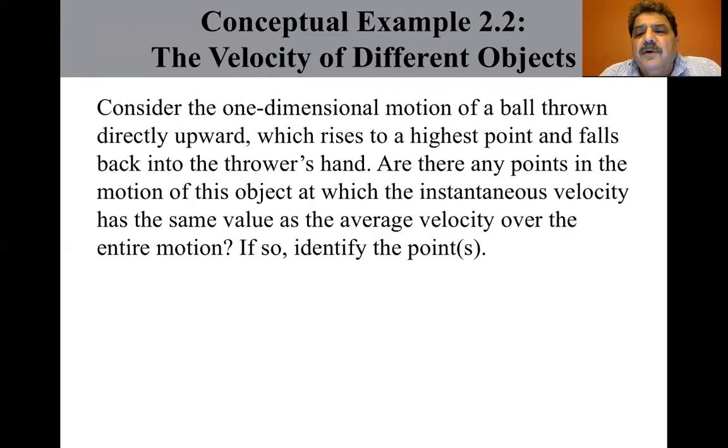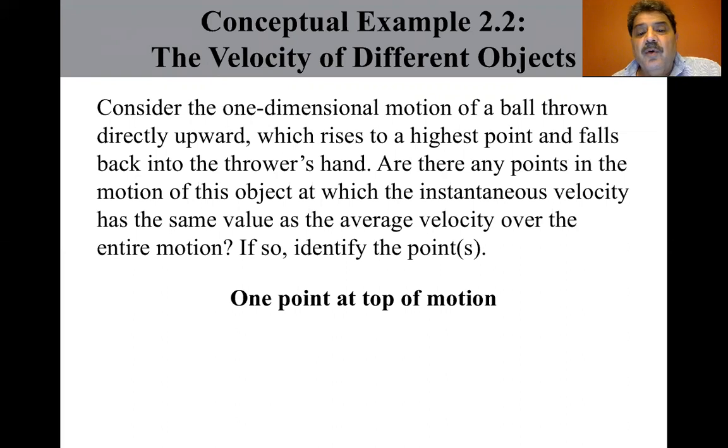Consider the one-dimensional motion of a ball thrown directly upward, which rises to a highest point and falls back into the thrower's hand. Are there any points in the motion of this object at which the instantaneous velocity has the same value as the average velocity over the entire motion? If so, identify the point. Can you think of any such points?